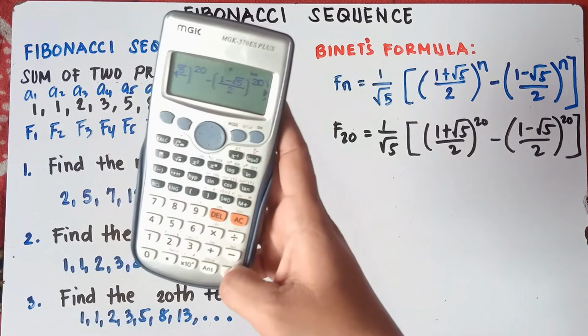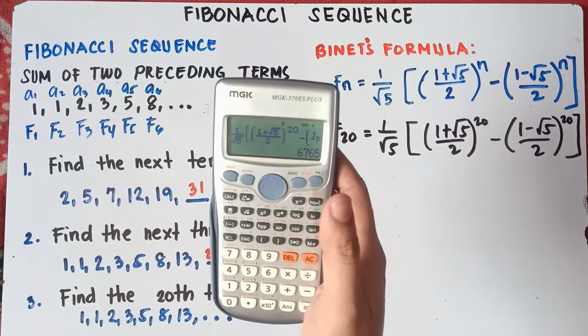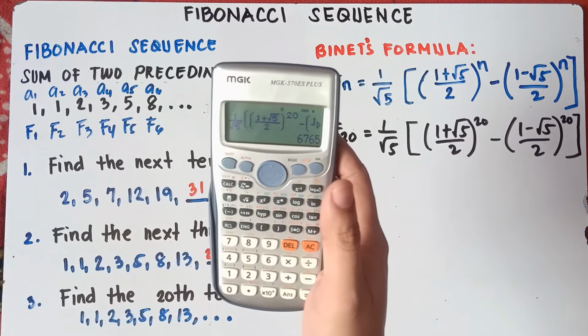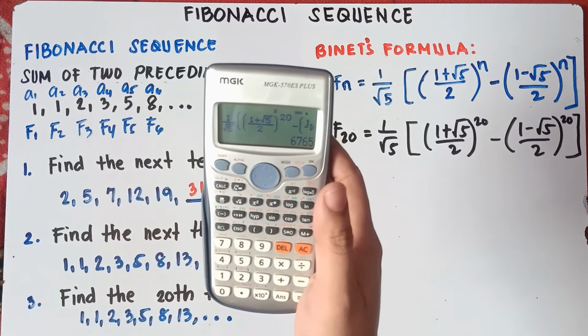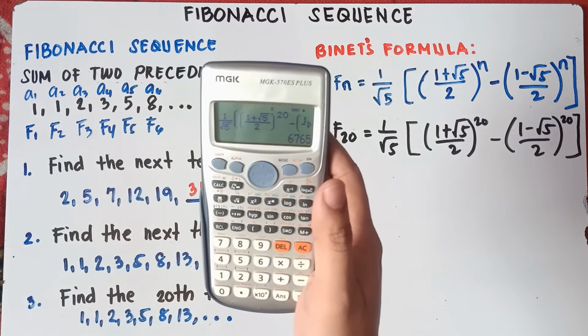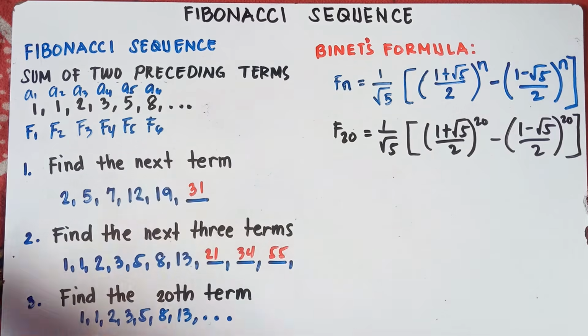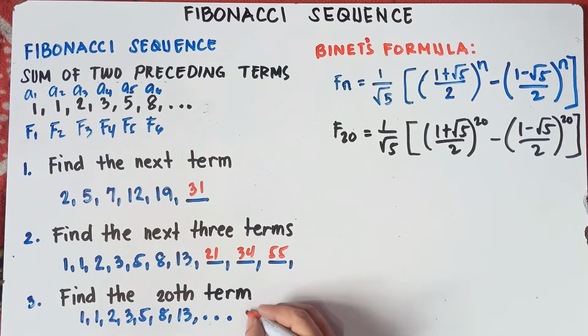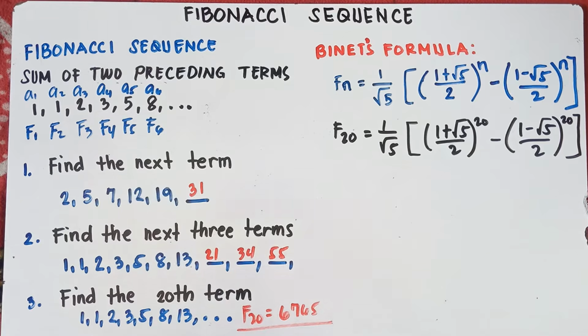Alright, then press equal sign, class. And your answer will be 6,765. That's it, class. That's the 20th term. 6,765. Let me just write the answer here. Alright, so f sub 20, that would be 6,765. Alright, so that's the answer.